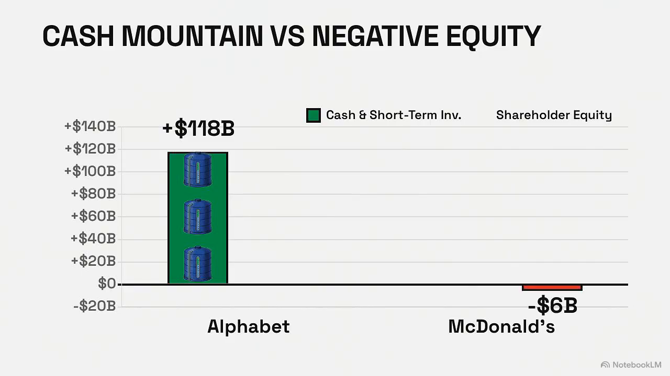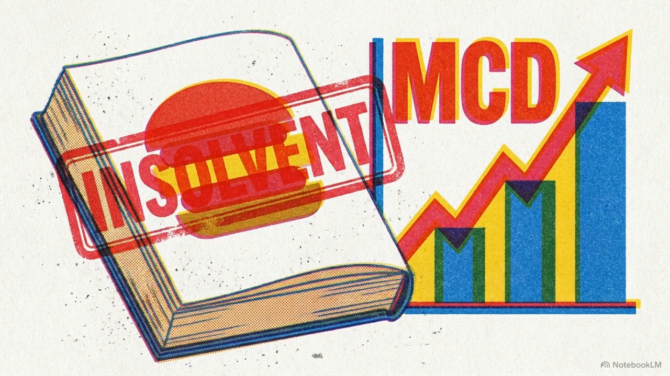Now look at McDonald's. According to traditional accounting, their total shareholder equity sits firmly below zero. Mathematically speaking, the company owes more than everything it owns combined. This creates a strange contradiction. Standard textbooks tell us McDonald's is insolvent, yet the market values it at hundreds of billions of dollars.